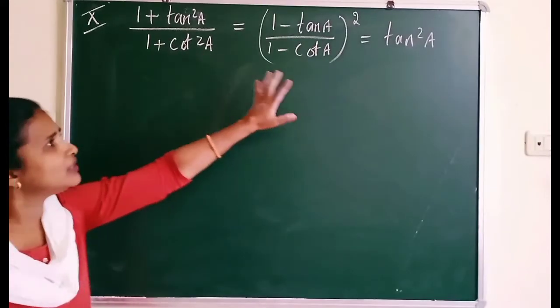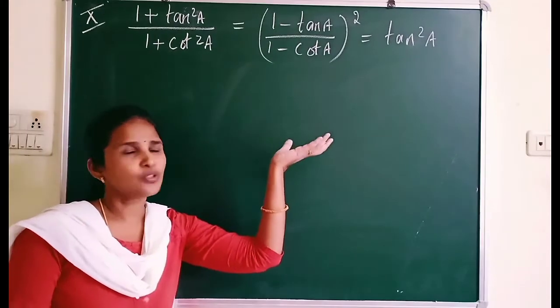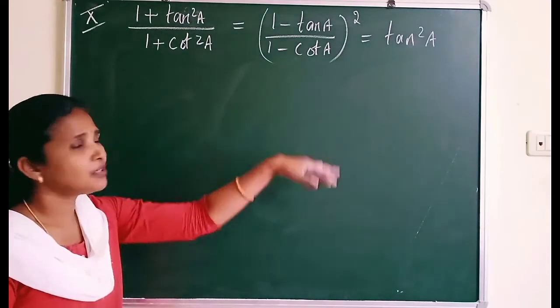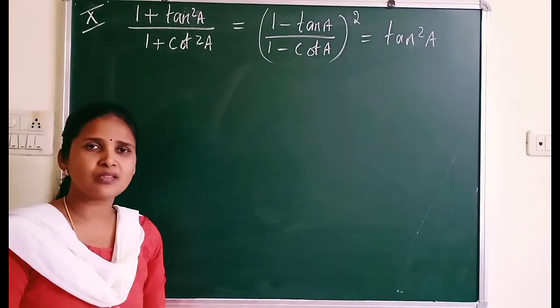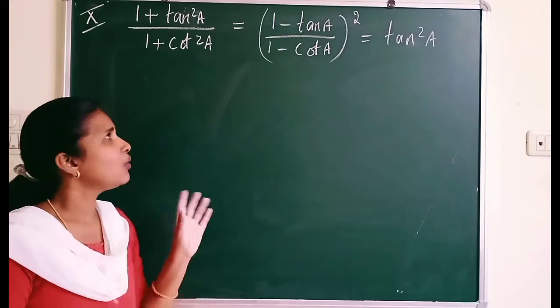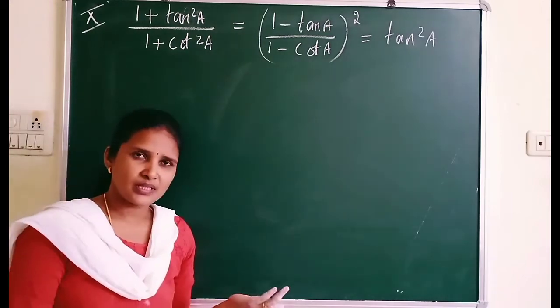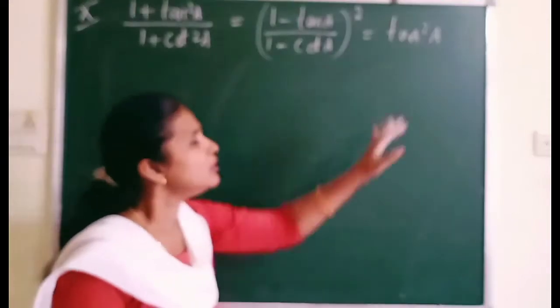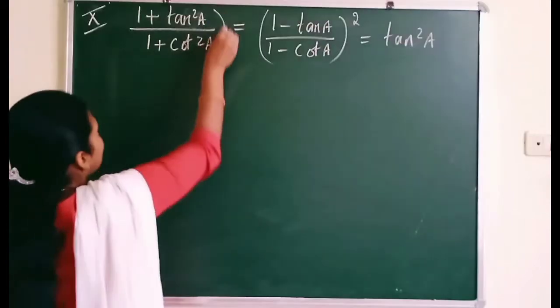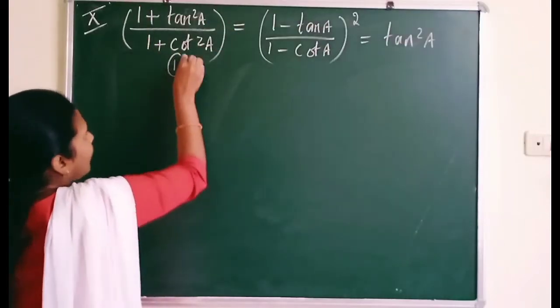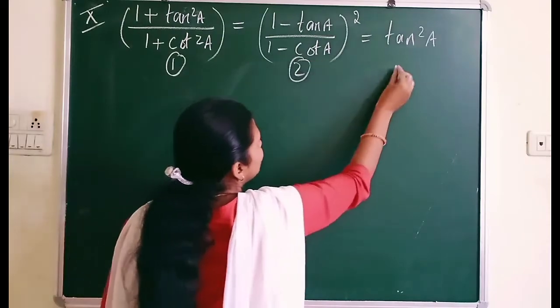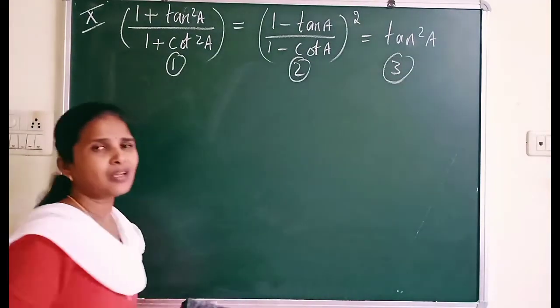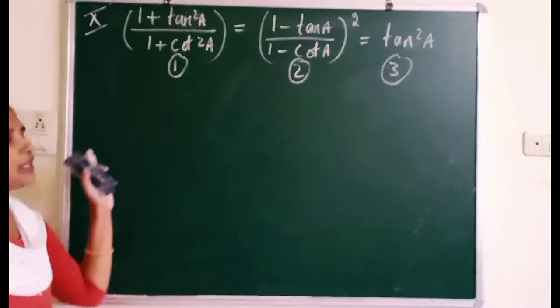You can see, compared to the other 9 questions, it is a little bit different. You have 3 terms here. Till now you were taking LHS and RHS and proving. Now which is LHS and which is RHS? Nothing like that. Here you have 3 terms. You can mark the first term as 1, the second term as 2 and the third term as 3 for your convenience. So here I am not taking LHS or RHS.